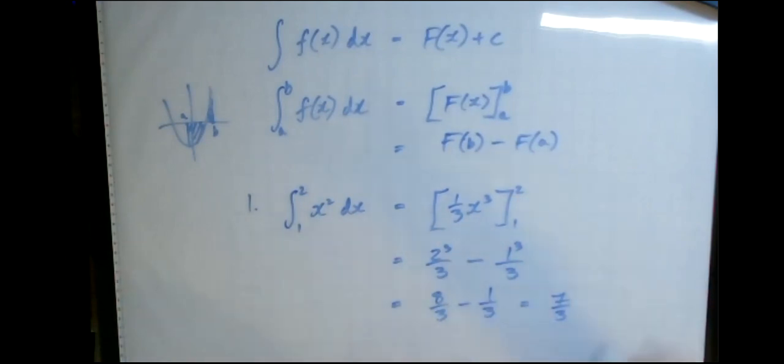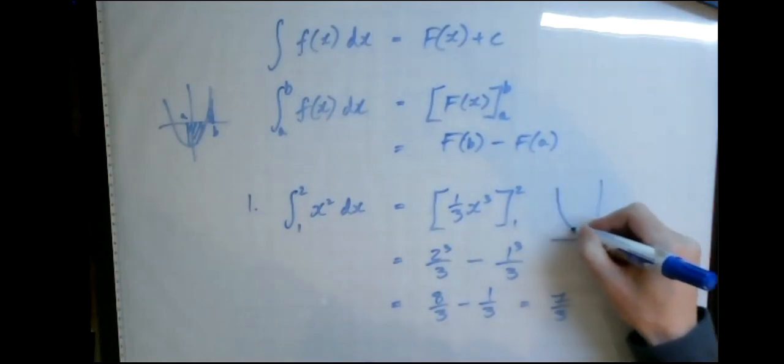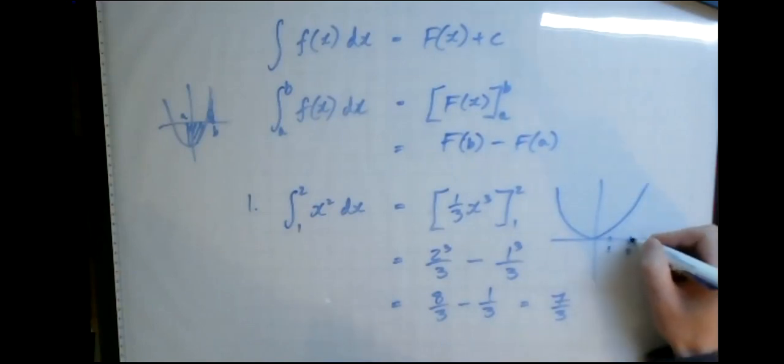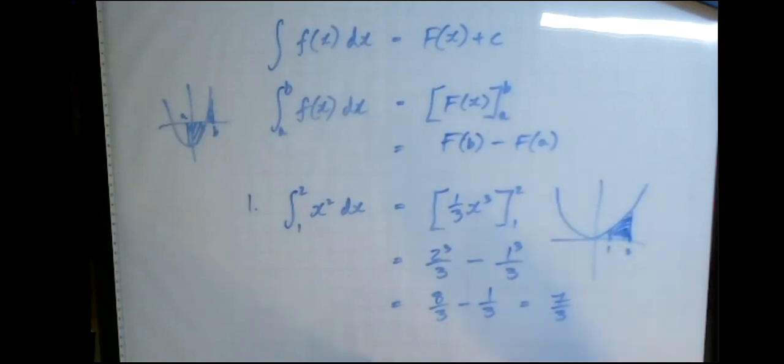So really, rather than that, the graph of x squared and the area under the curve from 0 to 1 is 1 over 3. Okay.